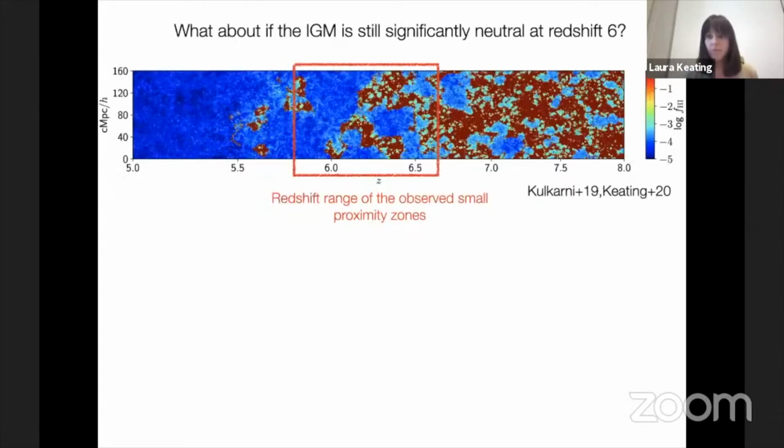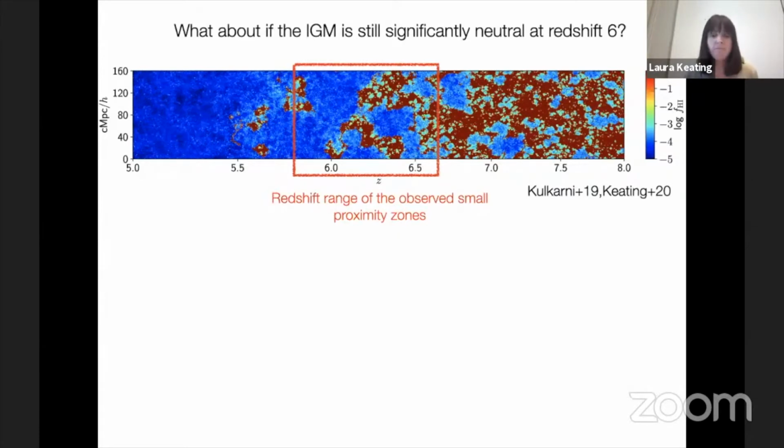So the first thing, we decided we'd go and try and look into this a bit ourselves. And the first question we thought about was, a lot of this work has been done using simulations with a uniform UV background where the IGM is already ionized. But what if there's still a lot of neutral gas in the IGM at redshift 6?